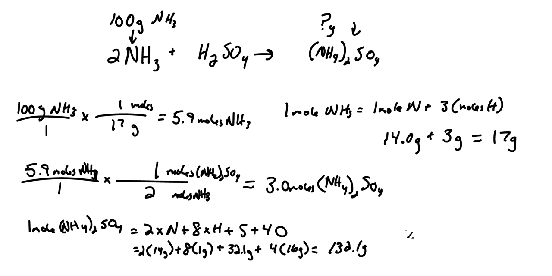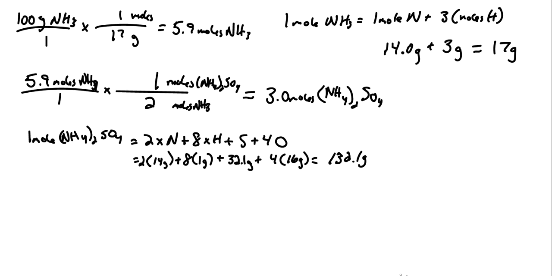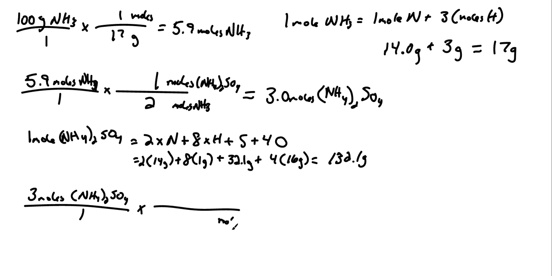So now let's go back to what we know. So we know that we got 3 moles of (NH4)2SO4, or ammonium sulfate. So let's start with 3 moles (NH4)2SO4 over 1. Multiply. Now we want to get rid of moles and gain grams, so we're going to put moles on the bottom. Put grams on the top so that the moles cancel out. And we know that 1 mole is 132.1 grams.